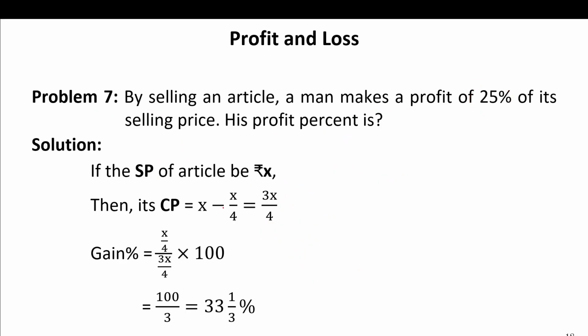Okay. So let's see the step-by-step solution for problem number 7. Let the selling price of the article be X. So CP is equal to what? X minus X by 4 is equal to 3X by 4. So X by 4 divided by 3X by 4 into 100 is equal to 100 by 3, which is 33%.